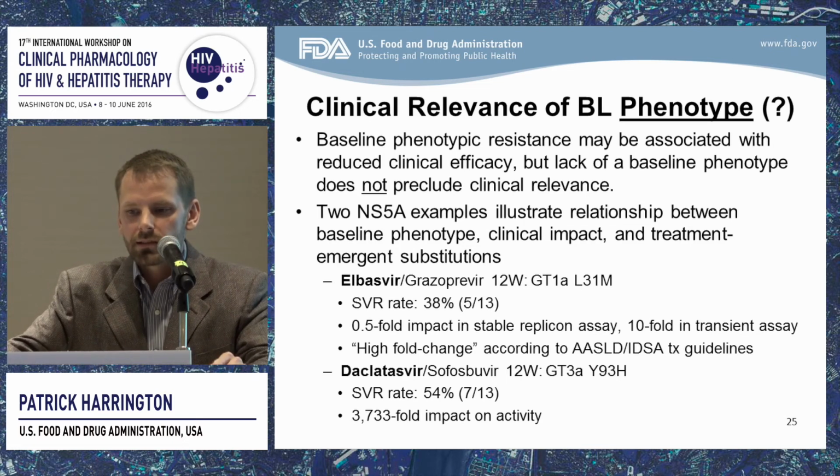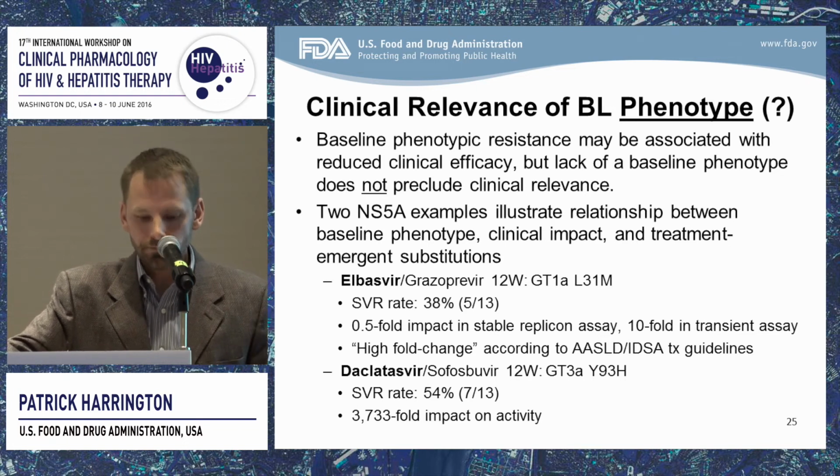So I'll contrast this story with the Daclatasvir Sofosbuvir genotype 3 Y93H polymorphism. And again, this was also associated with a reduced SVR rate. And in contrast to L31M in genotype 1A for Elbasvir, Y93H conferred a very large reduction in Daclatasvir activity in genotype 3.